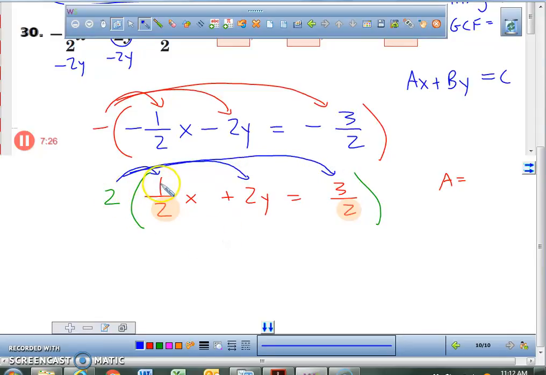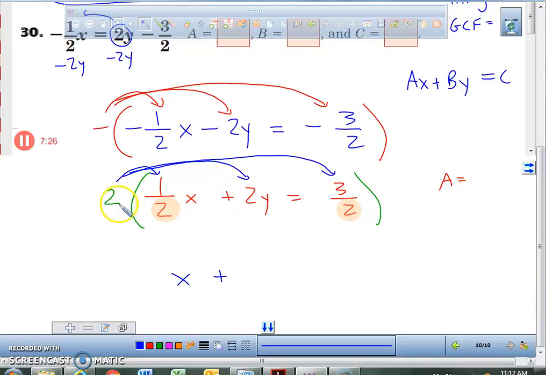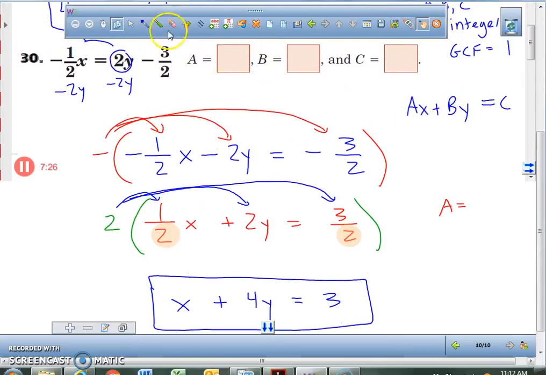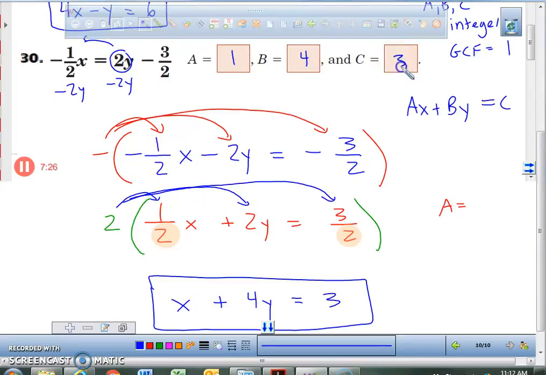What she was saying is 2 times 1 divided by 2 is 1x. 2 times 2y is 4y. 2 times 3 is 6 divided by 2 is 3. This is your answer in standard form. Your a value is 1. Your b value, I knew it! You went past your quota, Andrew, and I knew you were going to be tempted to say that. All right? And 3. So a is 1, b is 4, c is 3.